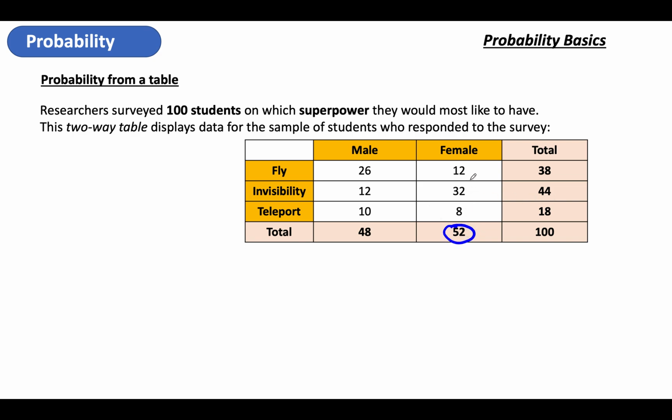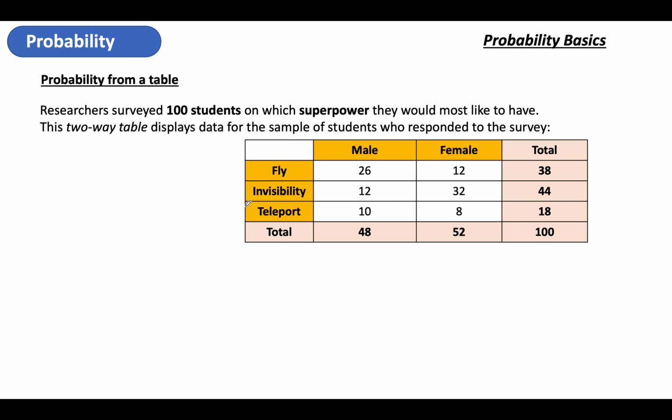So 52 is the number of females. What's the total number of people that wanted to fly? Well, male and females together, that'd be 38. And of course, the really important number is the bottom right one, which is the total number of people. And it said 100 students, just like it does up there.